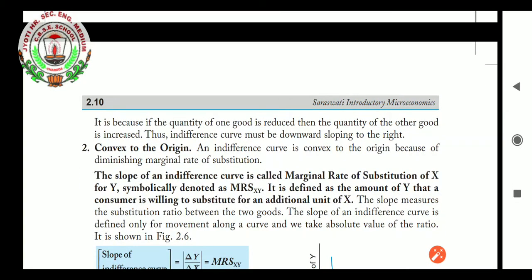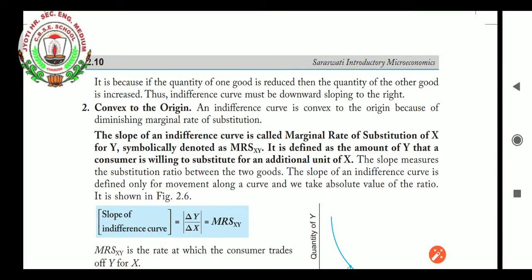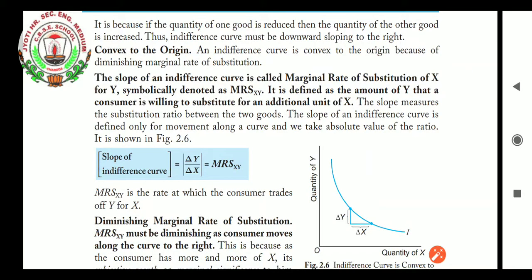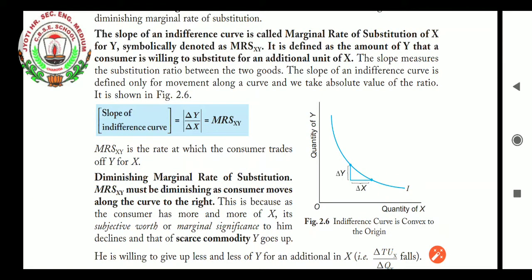An indifference curve is convex to the origin because of diminishing marginal rate of substitution. Here it is convex. It is seen how it is going towards the zero. The slope of an indifference curve is called marginal rate of substitution of x for y, symbolically denoted as MRS xy. It is defined as the amount of y that a consumer is willing to substitute for an additional unit of x. How we were doing when we were sacrificing the cost of y, we were able to increase 1 unit of x. The slope measures the substitution ratio between the two goods.